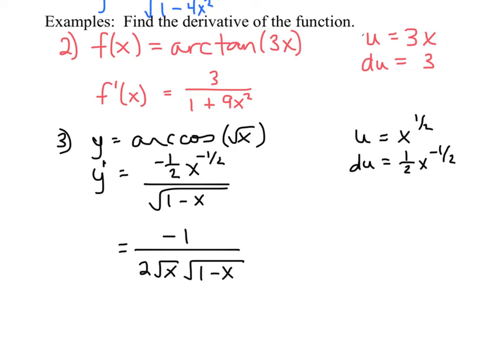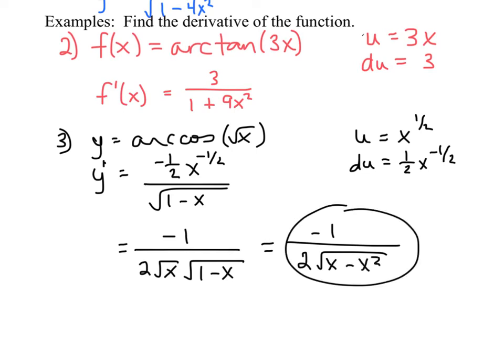Yes, in fact, it can. If you remember how to multiply radicals, all you do is multiply what's underneath the radicals. So I'm going to keep my 2 out in front, and I'm going to multiply what's underneath. And so the final cleaned up step would be the square root of x minus x squared. And so that would be the derivative in simplest form.